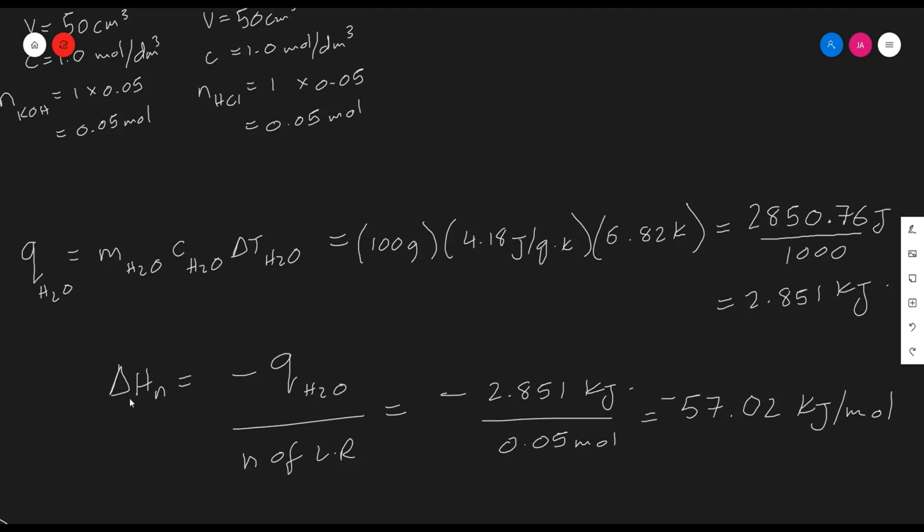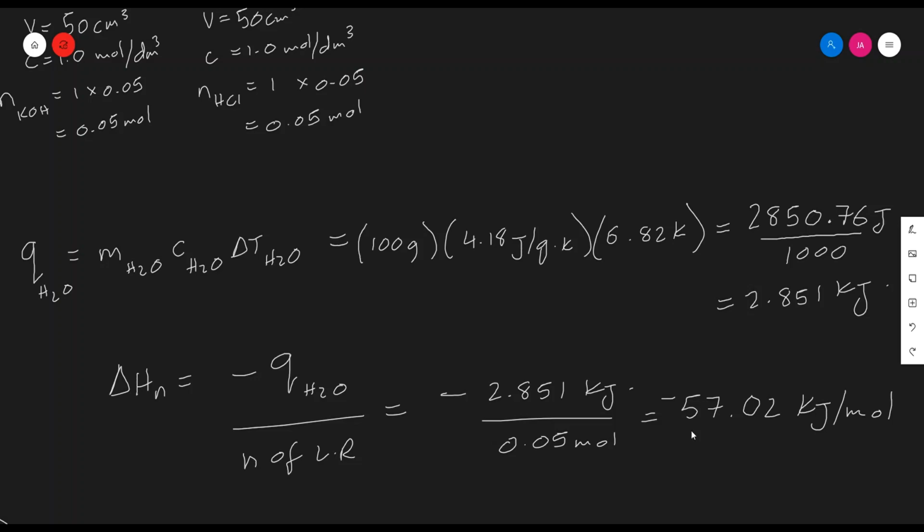The delta H of neutralization is calculated by dividing Q over the moles of limiting reactant, as seen here. Negative 2.851 kilojoules is divided by 0.05 moles of limiting reagent, which produces negative 57.02 kilojoules per mole.